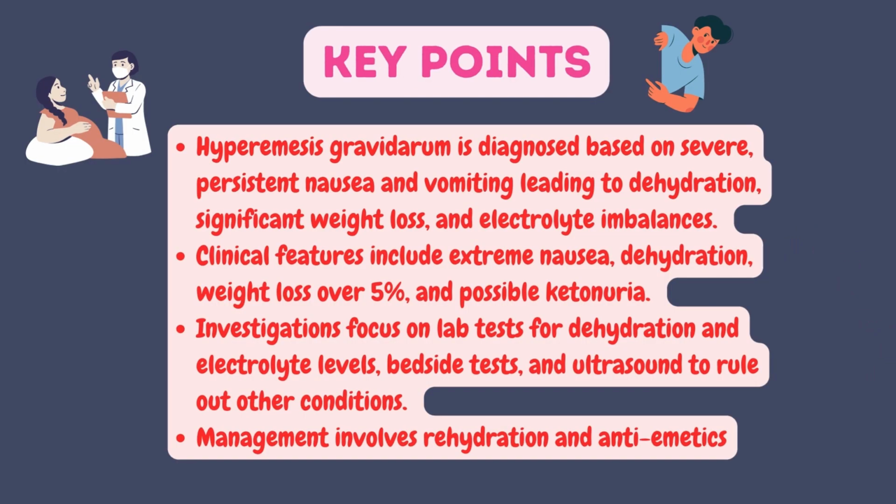Let us go over some of the key points. Hyperemesis gravidarum is diagnosed based on severe, persistent nausea and vomiting leading to dehydration, significant weight loss, and electrolyte imbalances. Second, the clinical features include extreme nausea, dehydration, weight loss over 5%, and possible ketonuria. Thirdly, investigations focus on lab tests for dehydration and electrolyte levels, bedside tests, and ultrasound to rule out other conditions, and finally the management involves rehydration and antiemetics.